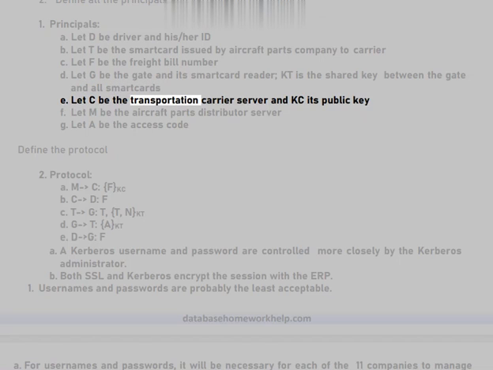E. Let C be the transportation carrier server and KC its public key. F. Let M be the aircraft parts distributor server. G. Let A be the access code. Define the protocol. 2. Protocol A, M-C, F, KCB, C-D, F, C.